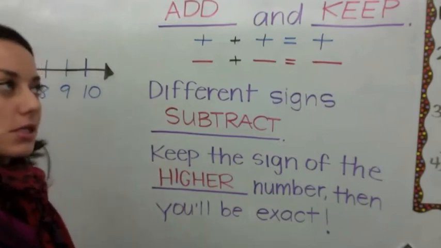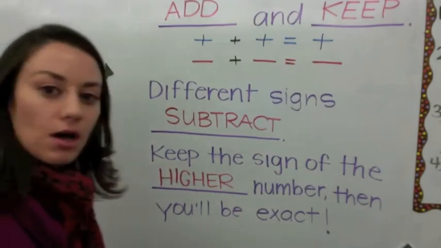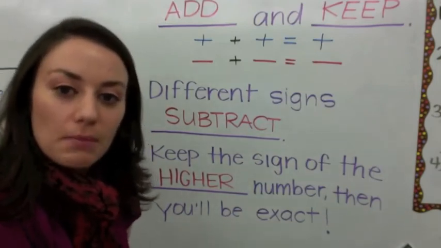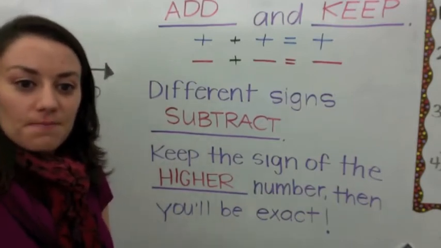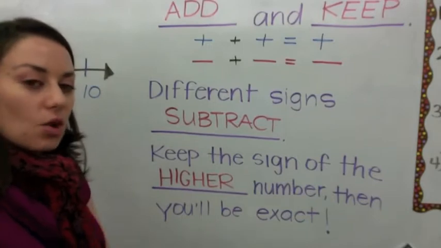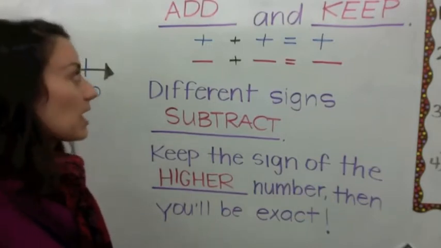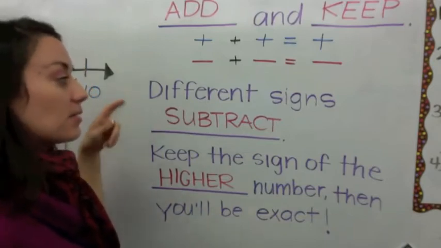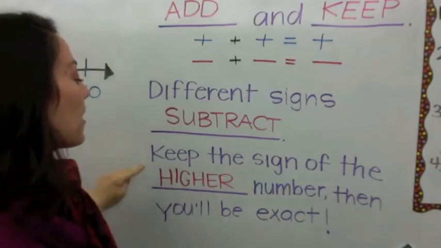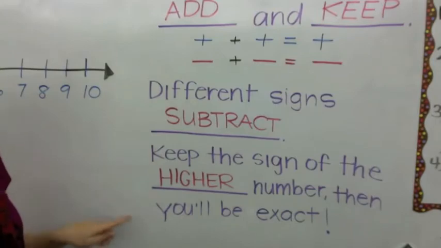Okay, remember this? A lot of you guys sing this song, but you don't really know what it means. So we're really going to go over it today. All right, so sing it with me. Let's sing the whole song. Ready? Same signs, add and keep. Different signs, subtract. Keep the sign of the higher number, then you'll be exact.